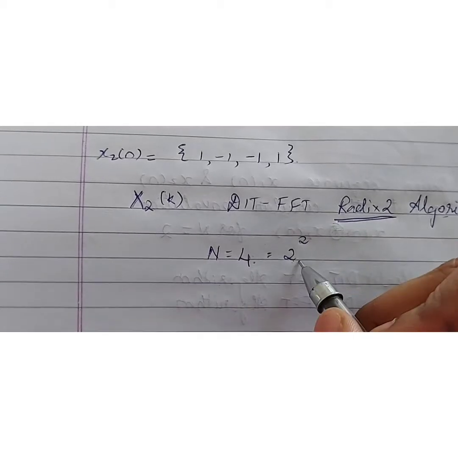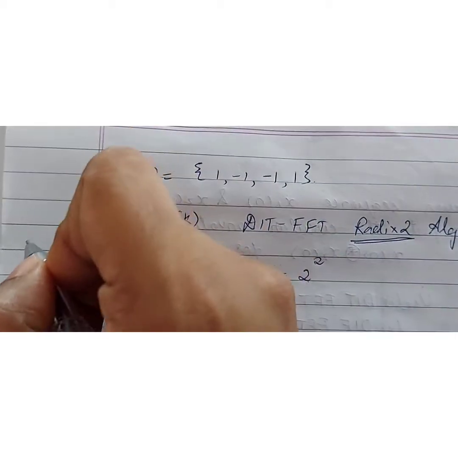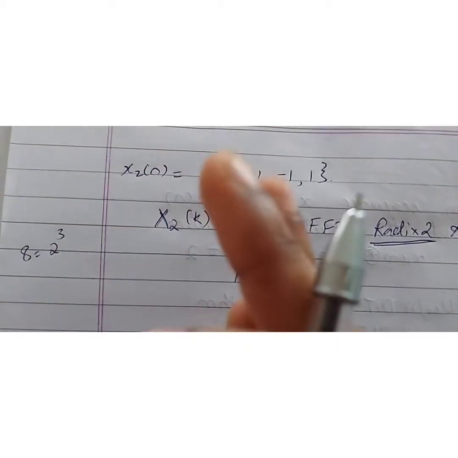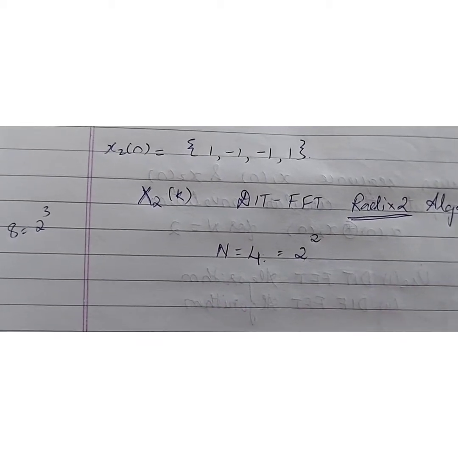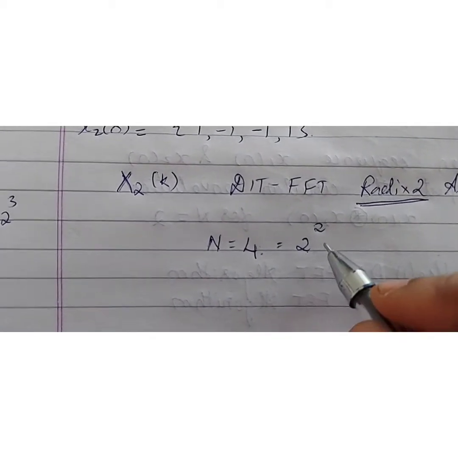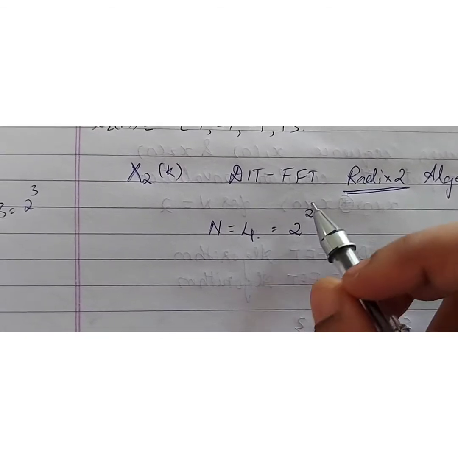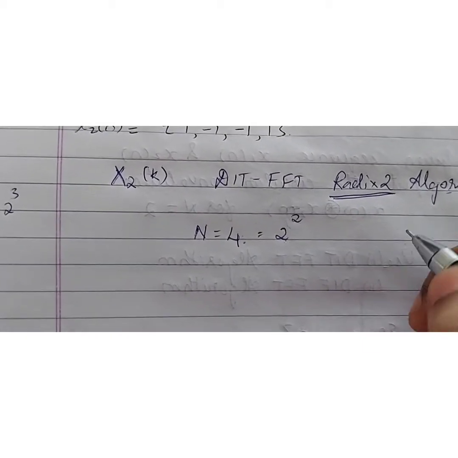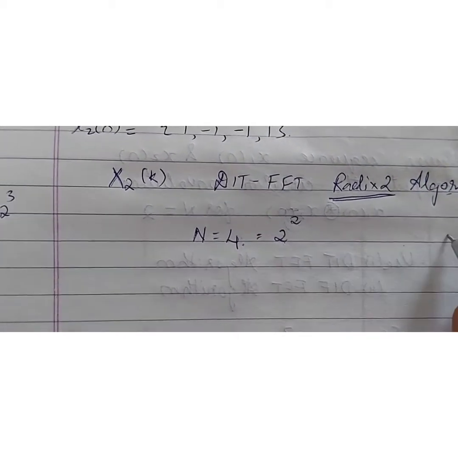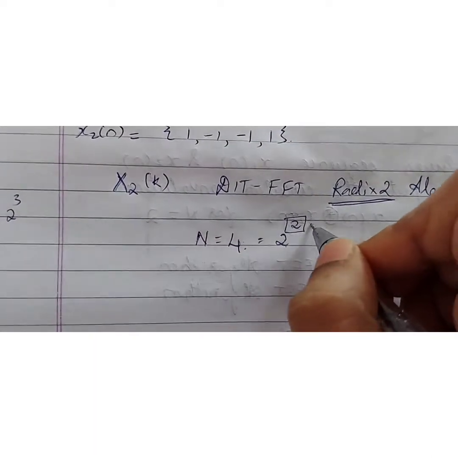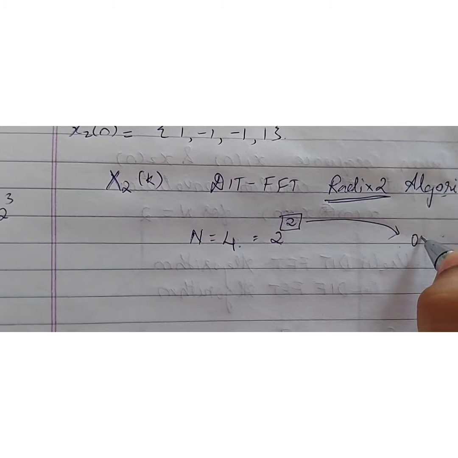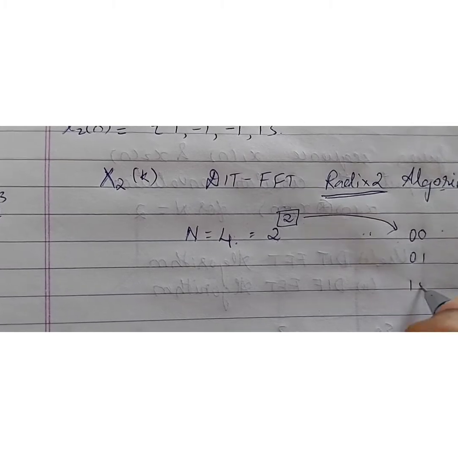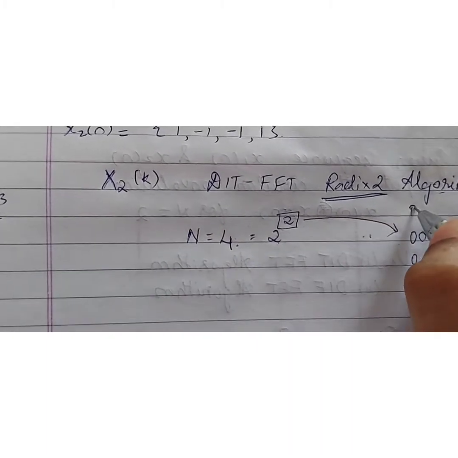So since 4, you can write it as 2 power 2. If it was 8, you write it as 2 power 3, so you have 3 sets of butterflies, that is 2 point, 4 point and 8 point. Here, since it is 2, you have just 2 butterfly structures. That is the meaning. So for the bit reversal, since it is 2 power 2, since the power is 2, we have just 2 bits for the indexing. So 0th bit is 00, 01, 10, 11 is the binary.